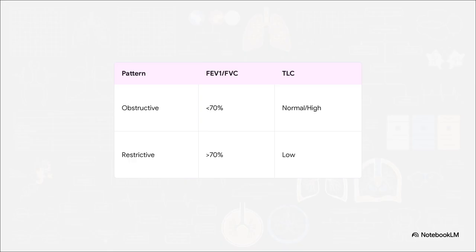Now, if you need to definitively diagnose asthma versus COPD on test day, it all hinges on the bronchodilator response. Asthma absolutely requires a reversible response. Specifically, we're looking for at least a 12% and 200 milliliter increase in FEV1 or FVC after hitting them with a short-acting beta agonist like albuterol. COPD? Yeah, that typically doesn't fully reverse.